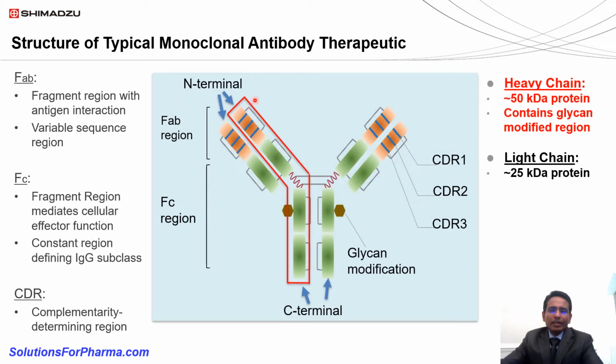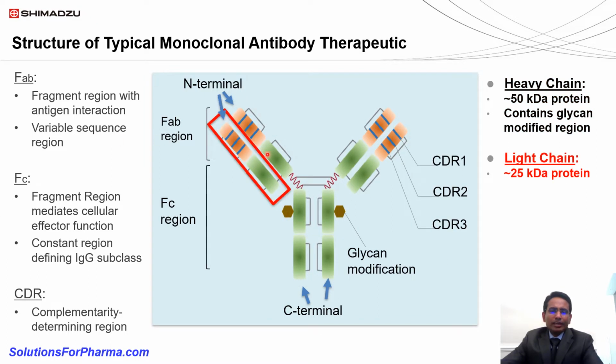The red marked area here is called heavy chain, and heavy chains are basically 50 kilodalton proteins containing glycan modified regions. The red marked area here is called light chain. Light chains are basically 25 kilodalton proteins.